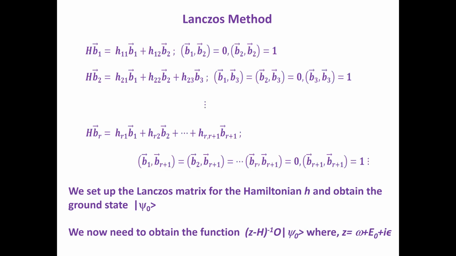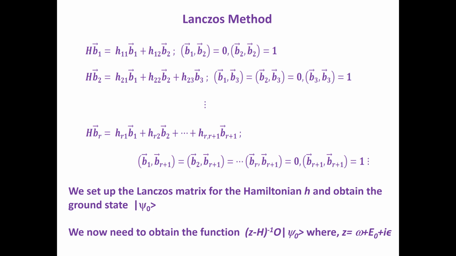Karen Hallberg introduced the Lanczos method into density matrix renormalization group techniques. Just to recap, the Lanczos method, if you want to know the ground state eigenfunction: you have the Hamiltonian H and some arbitrary vector b1. From that you generate matrix elements H11, H12, and a second basis vector b2. Operating on b2, you generate another new basis vector b3 and the matrix elements H21, H22, H23, and so on. You get an r by r matrix, which is tridiagonal, and you can solve for the eigenvalues and the eigenfunctions. This is what we did in the previous lecture.